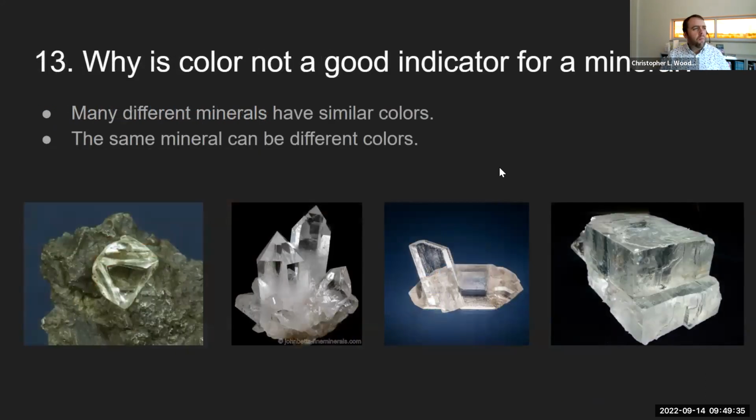Color. Now, lots of minerals have beautiful colors, but color is not really a good indicator for a mineral because there are very similar colored minerals out there. Many different minerals can have very similar colors, and the same mineral can be different colors. It just depends on inclusions of different elements inside of that chemical matrix.